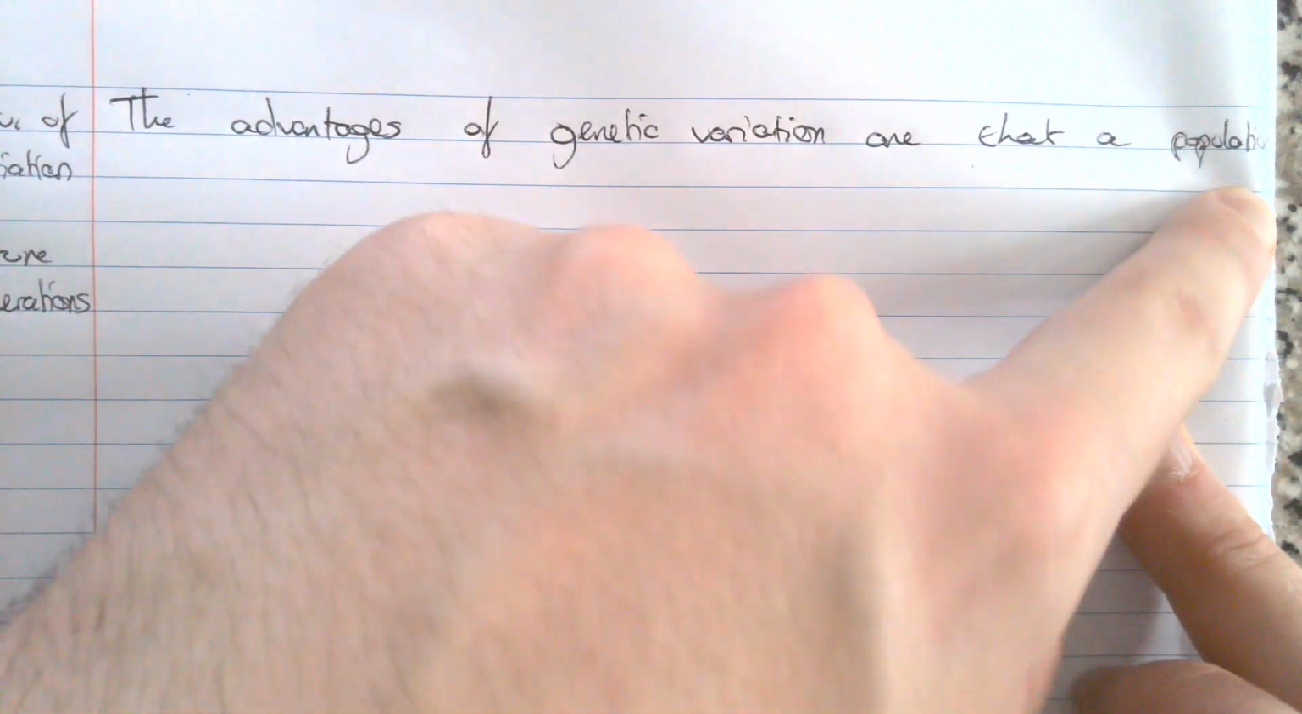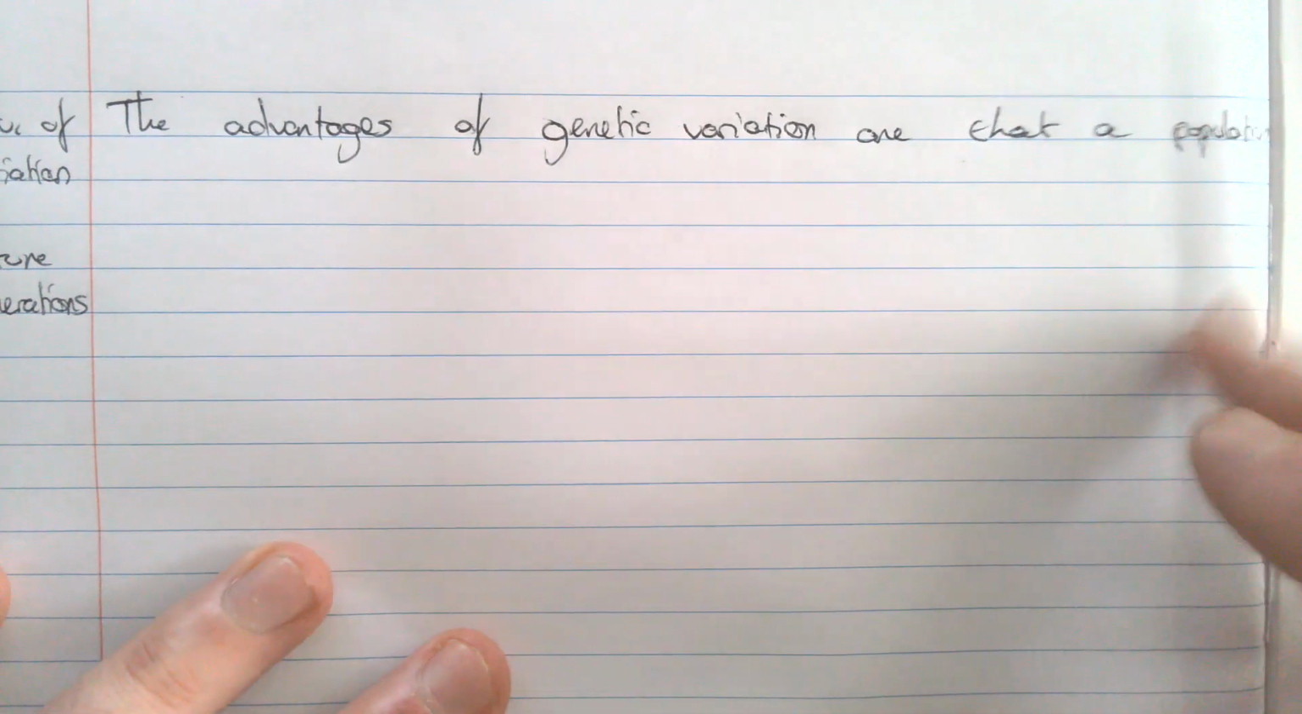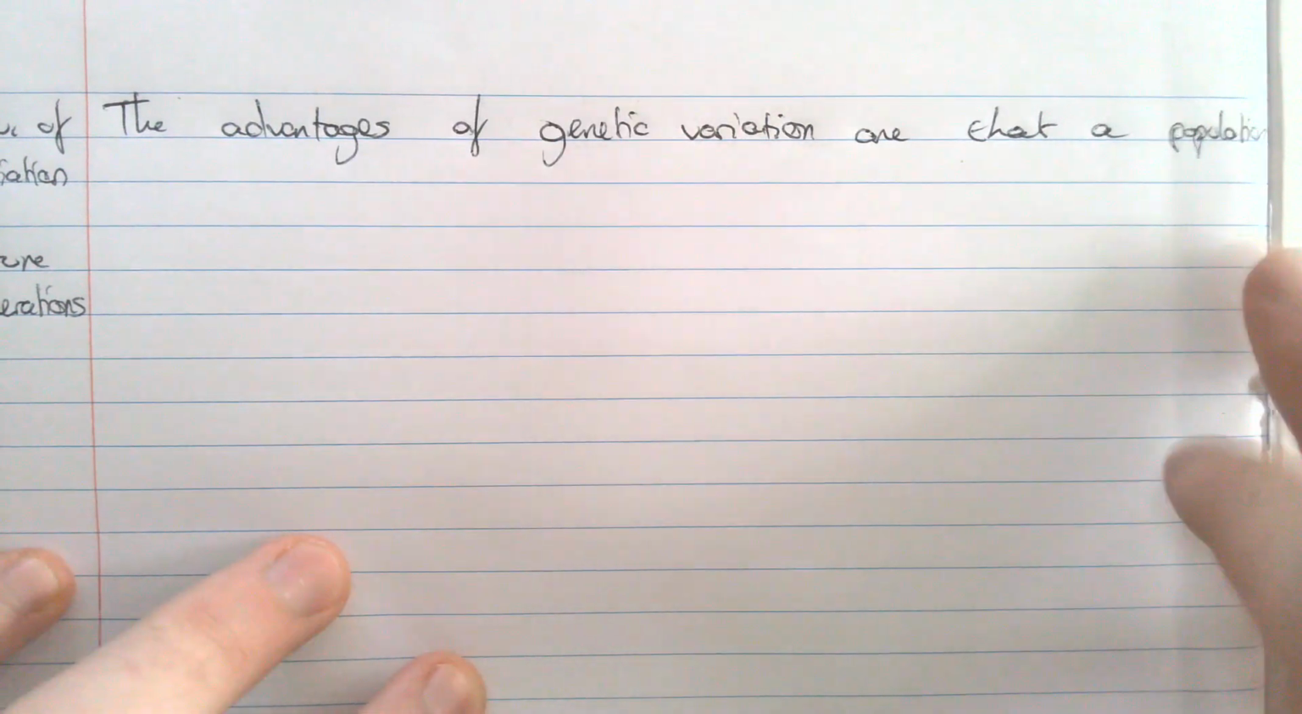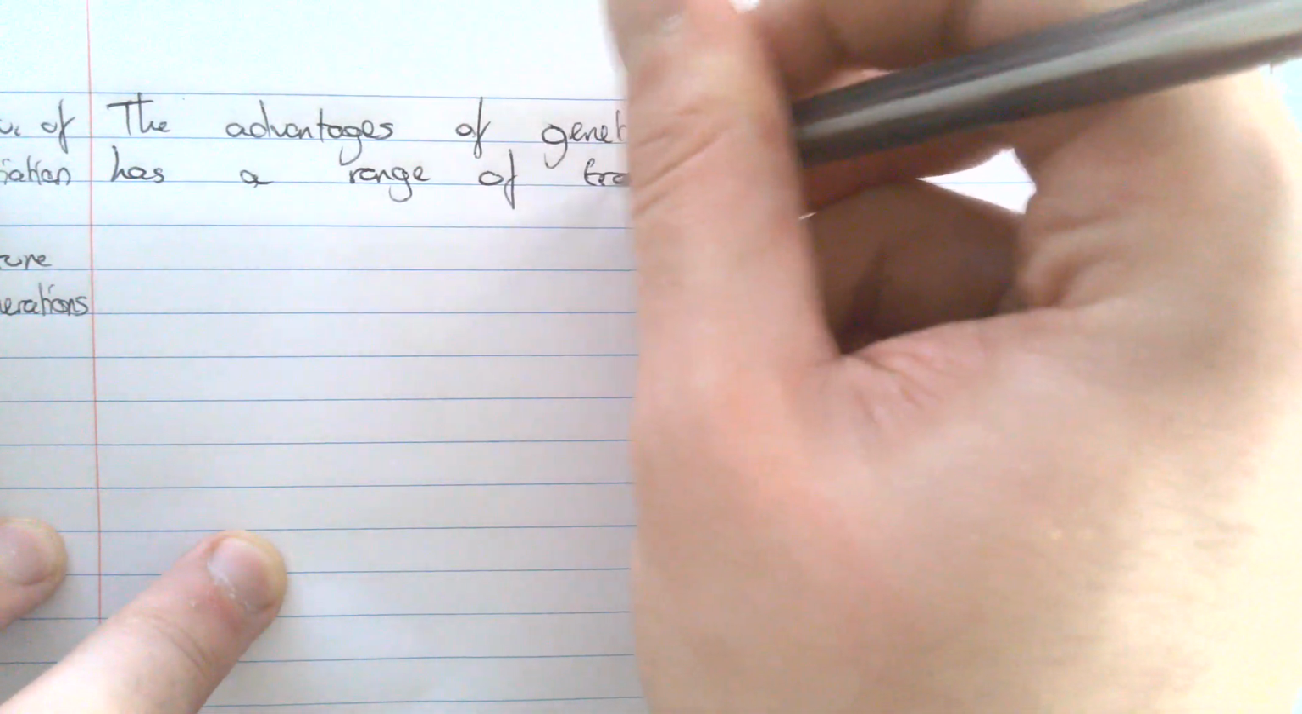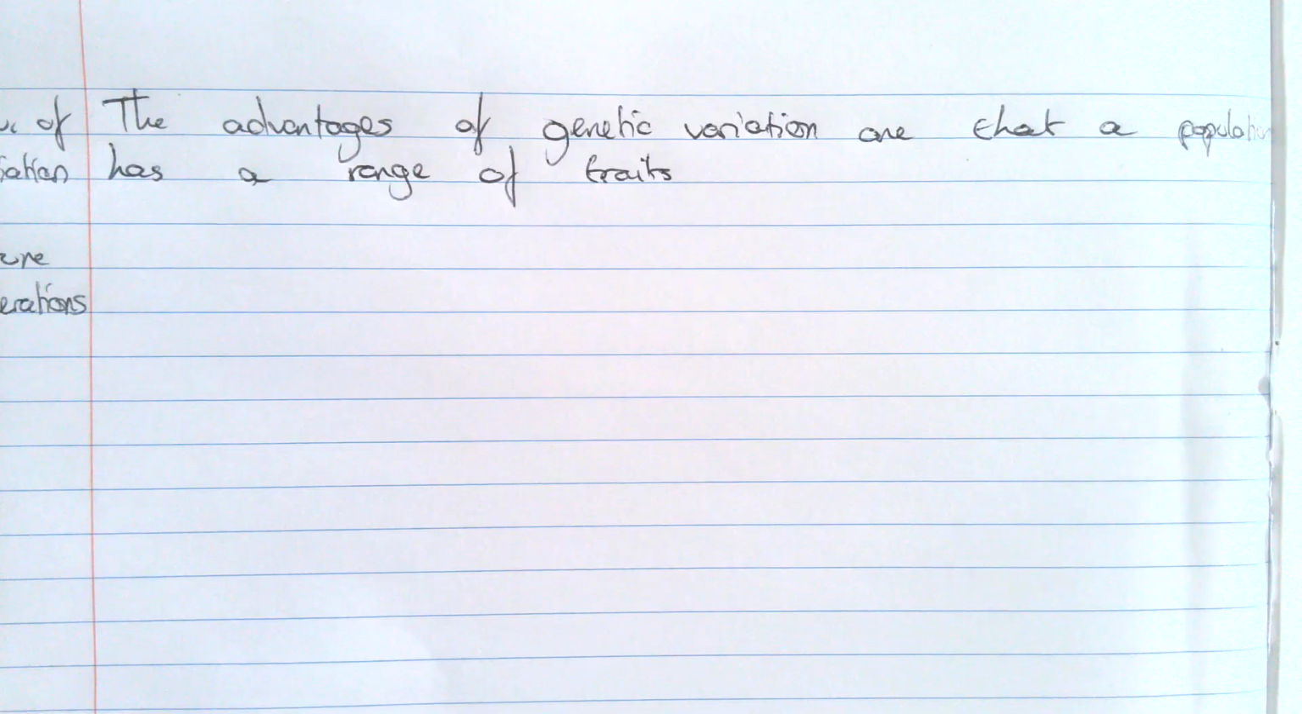sorry, it does say population. I'm going to unfold the book actually, so it doesn't hide it in the corner so much. You see that? A bit glary. Population. The population has a range of traits.